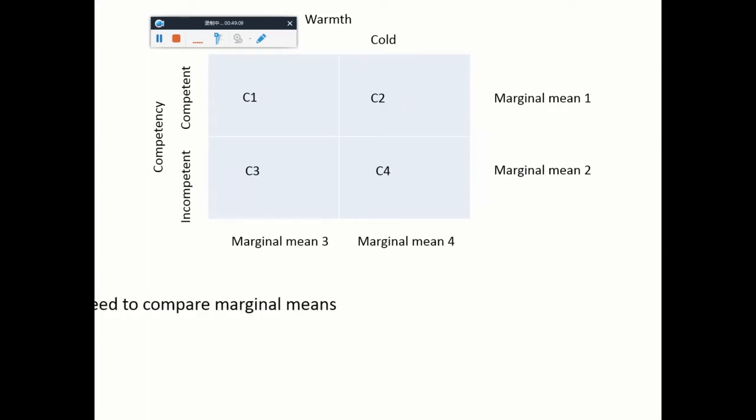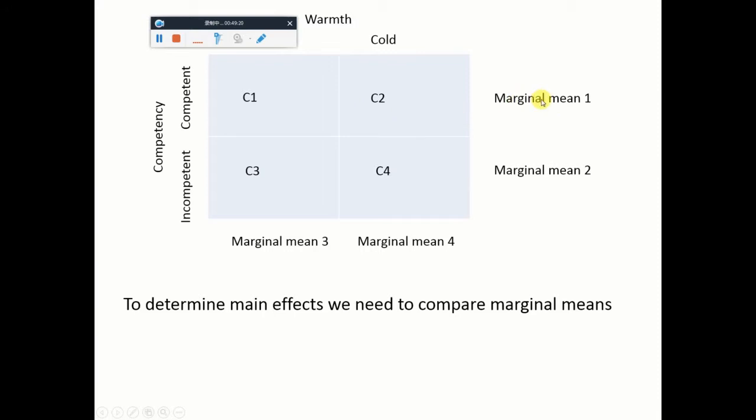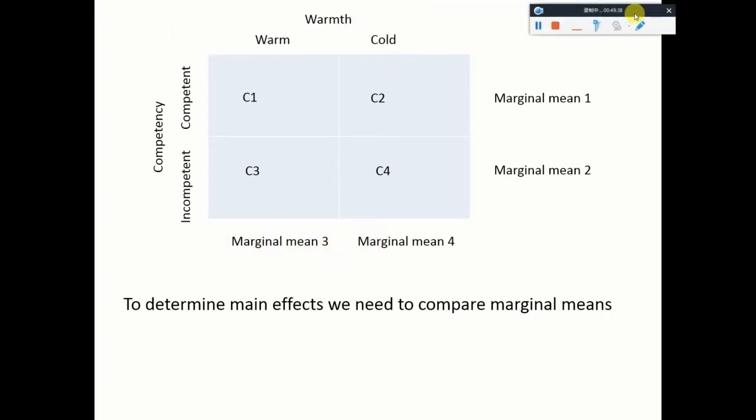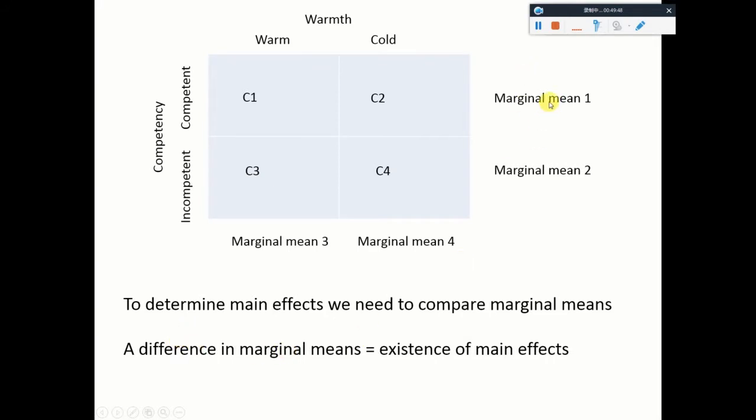Okay? So as a general rule then, to determine main effects, we compare marginal means, right? So if we compare these two marginal means, we will be determining whether or not competency has any effect on a person's perceived friendliness. And if we compare these two marginal means, we'll be determining whether warmth has any effect on a person's perceived friendliness. So as long as there's a difference between each pair of marginal means, we say that a main effect exists.